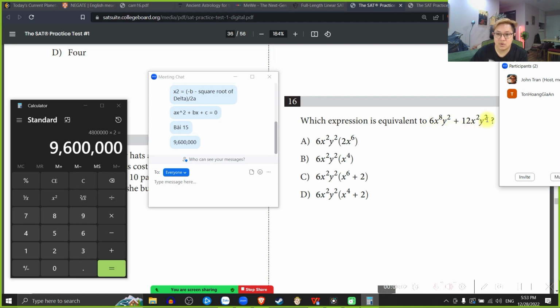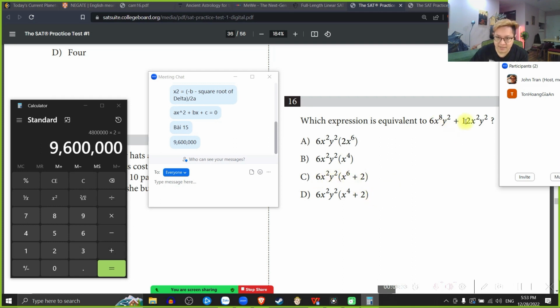Cái đống này nó có cùng nhau cái gì? Em nghĩ 6 là nè. Câu C này. 6x bình phương và y bình phương nè. So these two, they have 6x squared and y squared in common. So C can be the answer because if you times this one in, it's going to be 6x to the power of 8 y squared plus 12x squared y squared, which is exactly what you have here. So answer is C. Câu C mới là câu trả lời đúng nha.